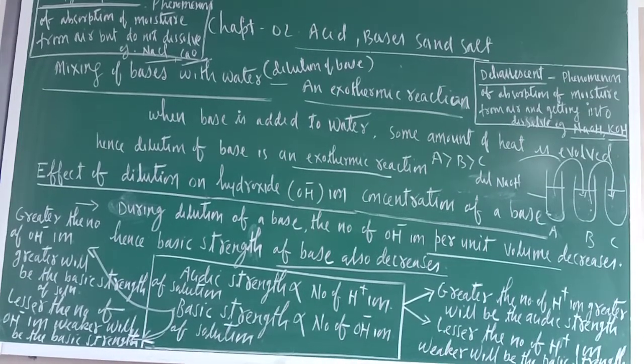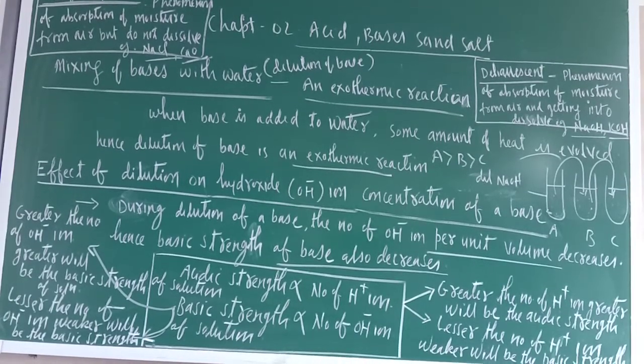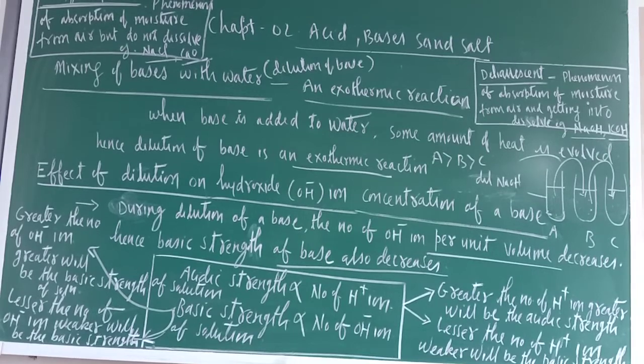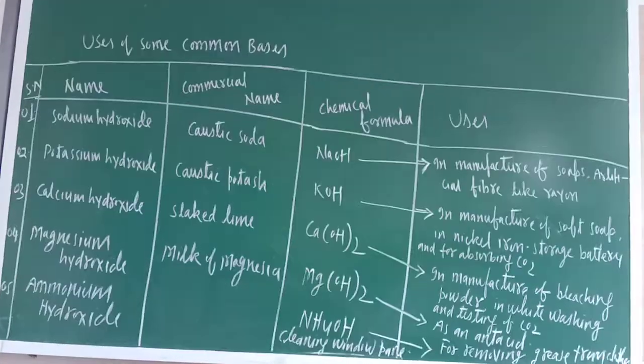And substances which absorb the moisture from air but do not get dissolved are called hygroscopic substances. Examples of hygroscopic substances are sodium chloride and calcium oxide. Examples of deliquescent substances are NaOH and KOH. Now let us move toward the last portion of this one.